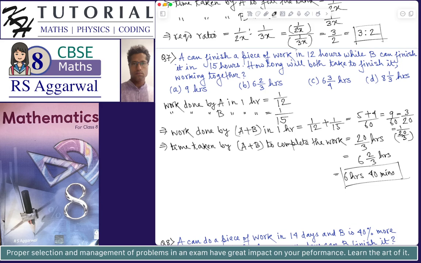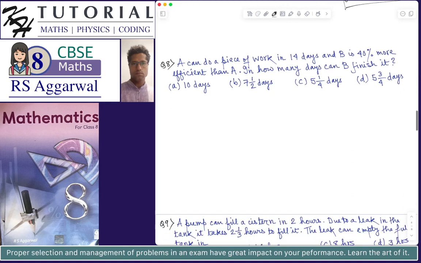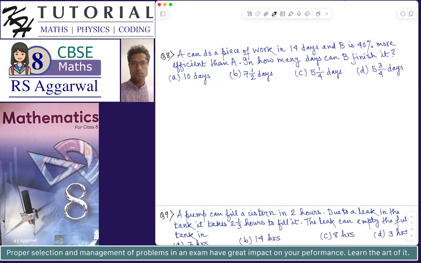Okay, so the choices were given in mixed fractions only. So the correct choice should be choice B. Question number 7, choice is B. Okay. Question number 8. A can do a piece of work in 14 days and B is 40% more efficient than A. In how many days can B finish it?